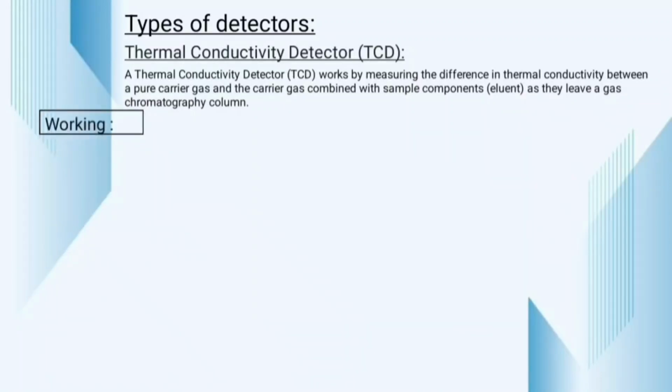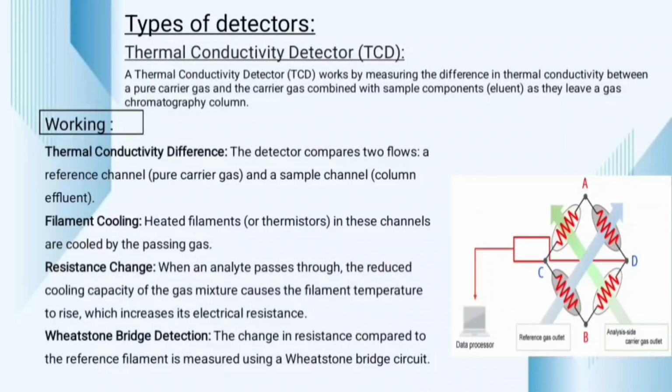Working of thermal conductivity detector: the TCD compares two gas streams, a reference stream containing only carrier gas, and a sample stream containing carrier gas and an analyte. Both the streams pass over the heated filaments. Pure carrier gas cools the filaments uniformly. When the analyte enters the sample stream, the thermal conductivity of the gas changes. That changes the cooling effect on the filament, causing the temperature and electrical resistance to increase. The change is converted into an electrical signal and recorded as a peak in the chromatogram.